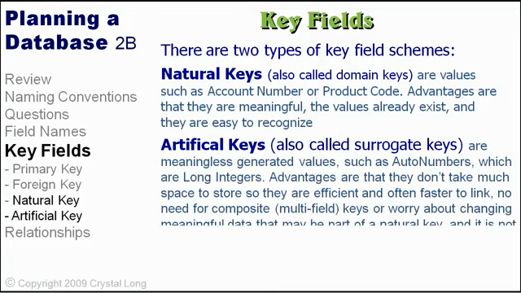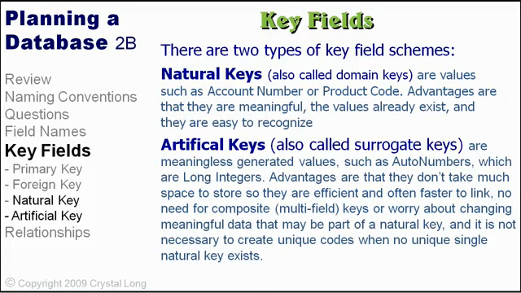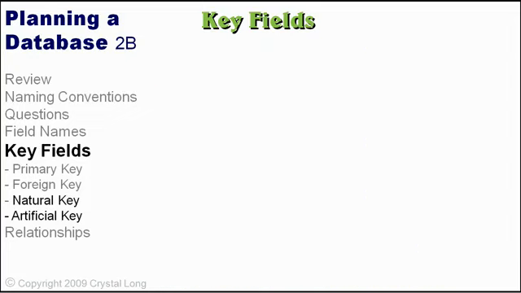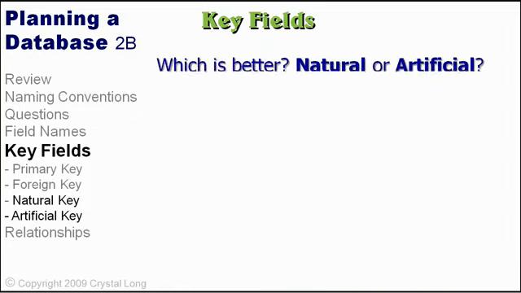Artificial keys are meaningless generated values. Advantages are they don't take much space to store, so they are efficient and often faster to link. No need for composite multi-field keys, or worry about changing meaningful data that may be part of a natural key. Key fields can be transparent to the user, so the fact that they don't mean anything doesn't matter. So which is better, natural or artificial?